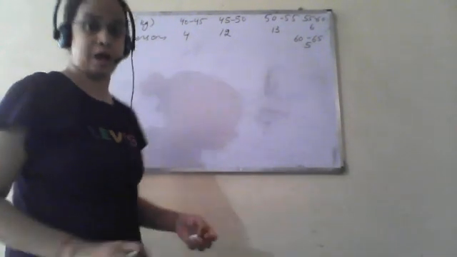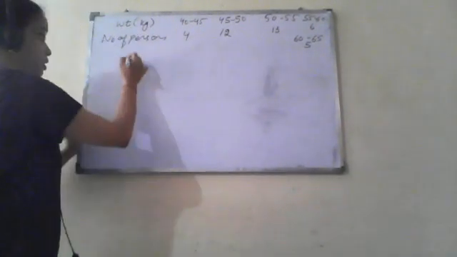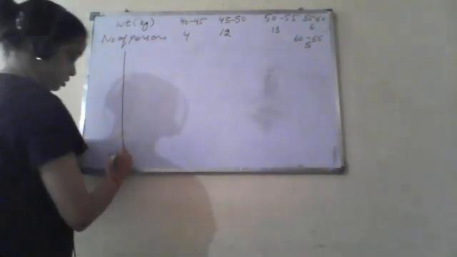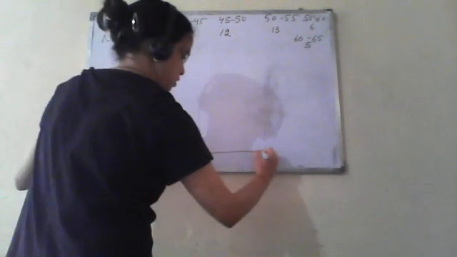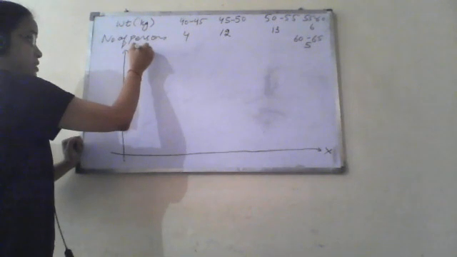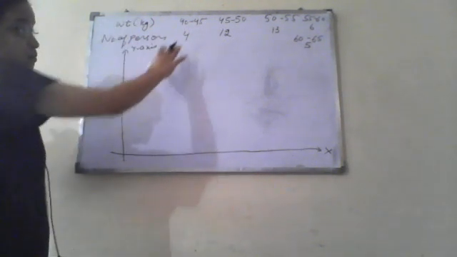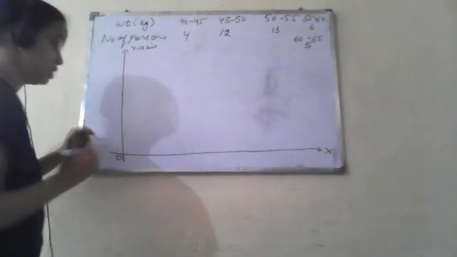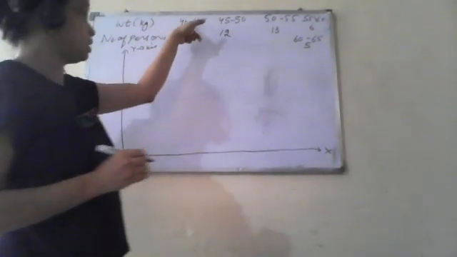So what we have to do is plot this graph. Now, this is the x-axis, this is our y-axis. We are plotting the range on the x-axis, 40 to 45. And this is the origin, I forgot. This is the origin. Now we see that the range is starting from 40 to 45.